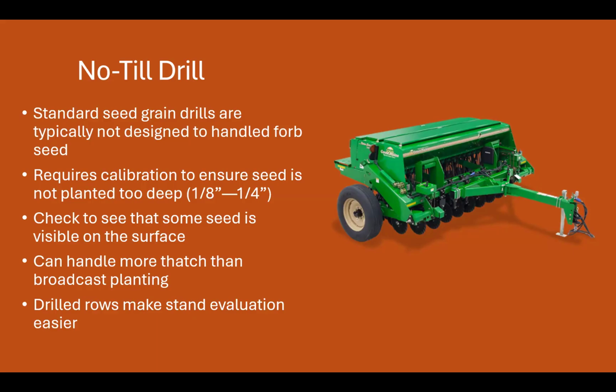But regardless, make sure that you calibrate your drill to ensure your proper seed slot openings are used, and we have the appropriate seeding rate. You want to make sure that you can get out, look back, and see some of that seed on the surface. Drills are beneficial because they can handle less bare ground compared to broadcast planting. So in those situations where you might have a little bit of crop residue after you've harvested, these are great for that. I also find that drilled rows make planting evaluations a lot easier because you can just walk down the row and count and identify your seedlings a lot easier as opposed to if it was broadcasted.